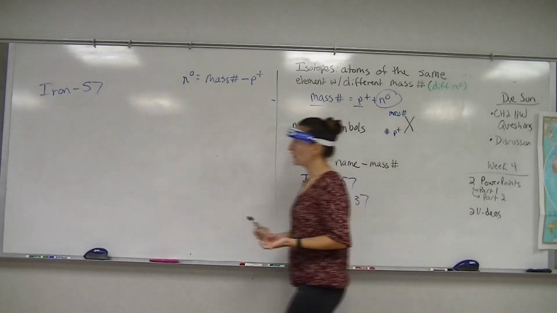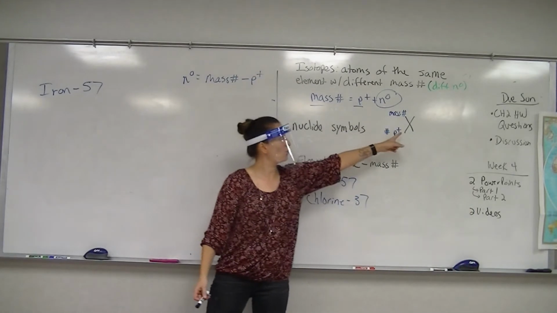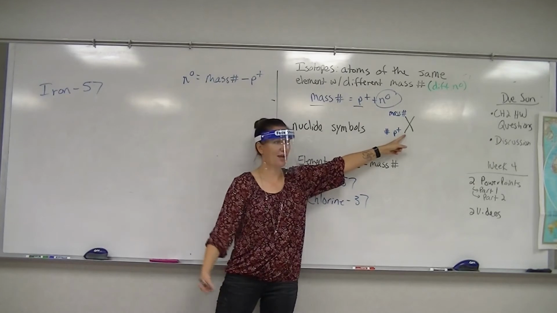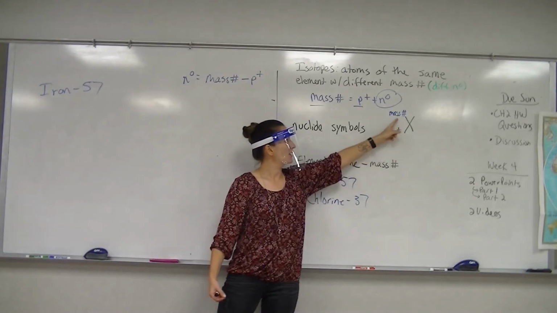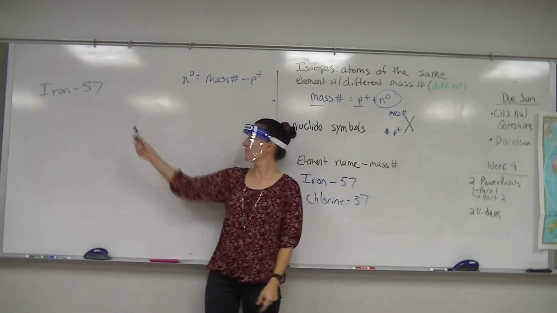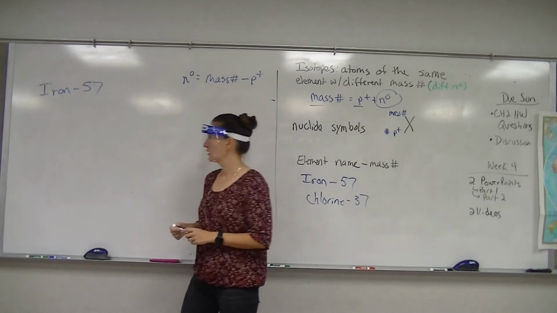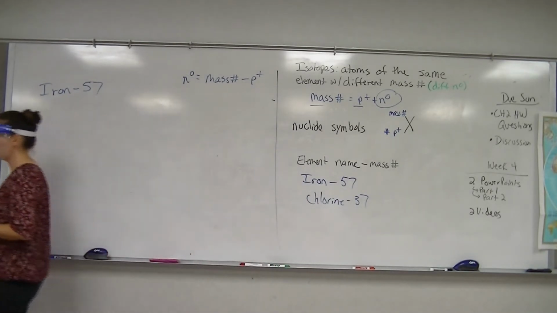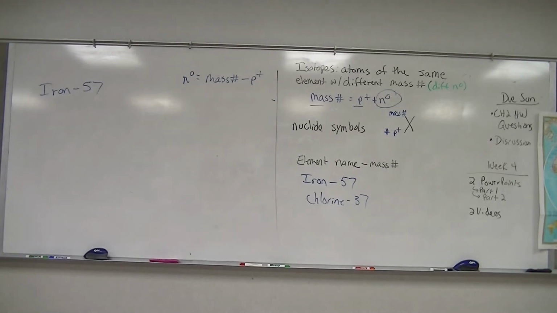So, how do you write the nuclide symbol? Well, you need to know what the symbol for iron is, so you'd have to find iron on the periodic table. And then you would write the mass number, which is given to you after this dash. So, what number is iron?